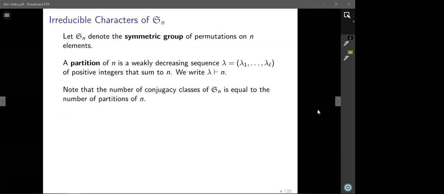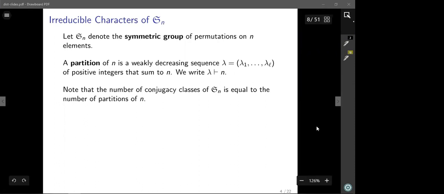So to state the result, we need to define what a partition is. I think most of you are familiar with this, but formally a partition of an integer n is a weakly decreasing sequence, lambda 1 up to lambda L, of positive integers that sum to n. And the number of conjugacy classes of the symmetric group is equal to the number of partitions of n. Why is that? Well, for two elements to be conjugate in the symmetric group just means that they have the same cycle type. So really, conjugacy classes are enumerated by cycle types, but a cycle type is really just a partition.